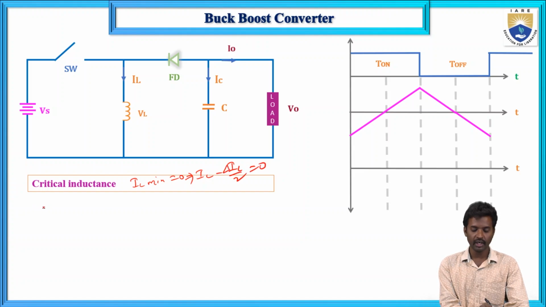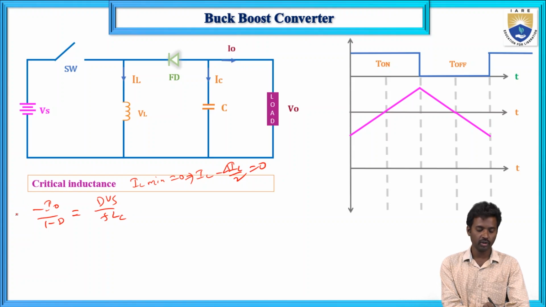IL average equals I naught by 1 minus D, which equals del IL by 2, that is D into Vs by F into L. This is the critical inductance. So now this one equals minus V naught by R into 1 minus D.